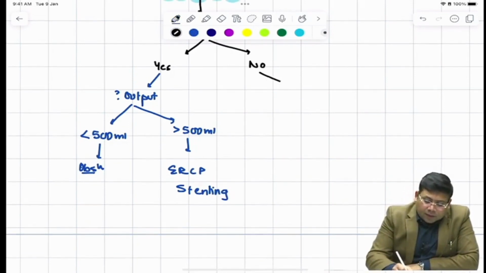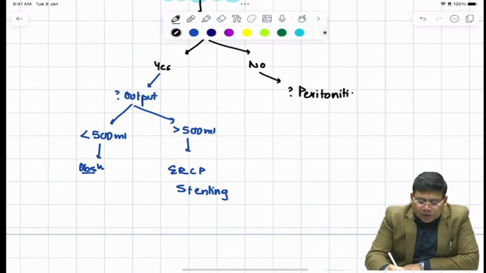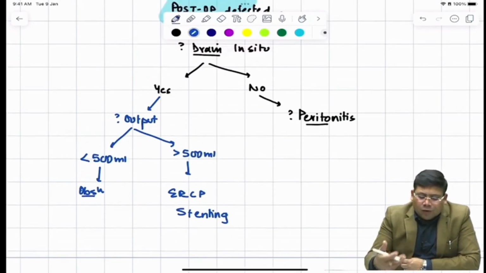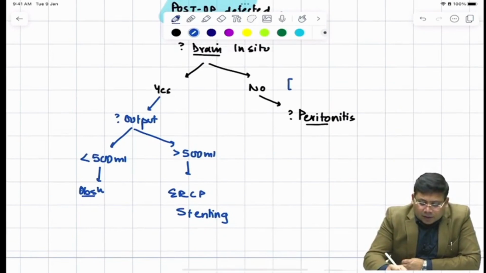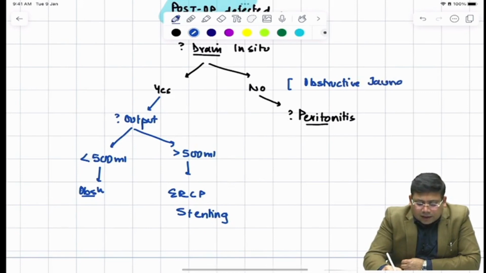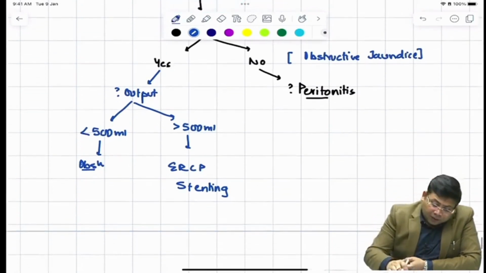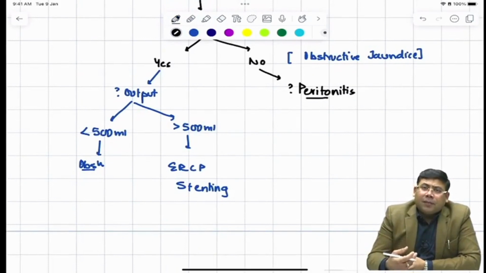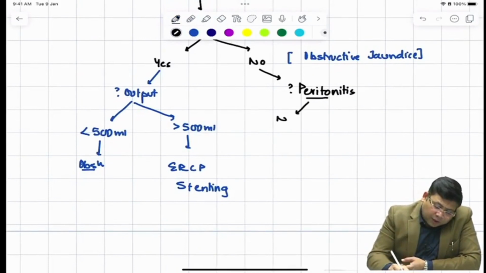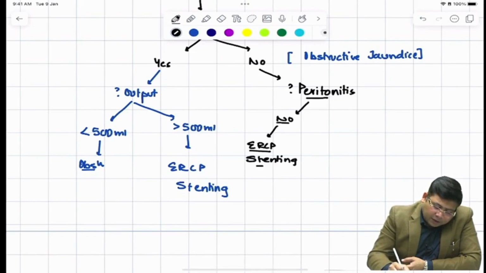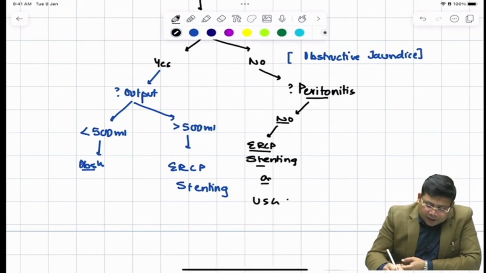Students, if there is no drain, the next thing that you need to understand is whether peritonitis is there. You must be thinking, sir, how do you get to know there is biliary injury if the drain is not there? This is by the presence of what, students? Obstructive jaundice. Obstructive jaundice is a hint that tells you that biliary injury is there. The very next thing that you will ask yourself is, is there peritonitis or no? If the answer is no, you can attempt what? ERCP, what, students? Stenting.